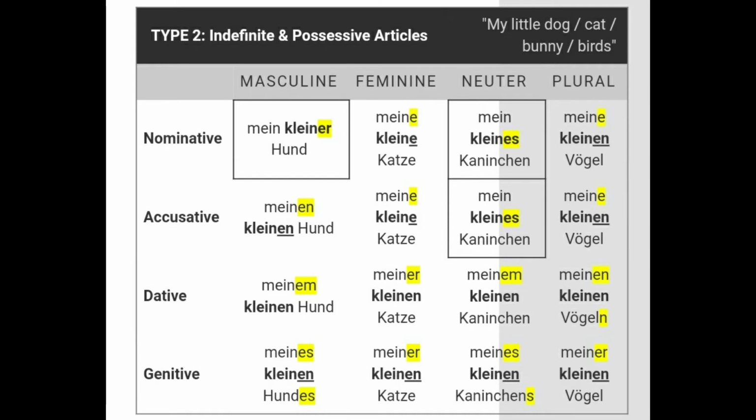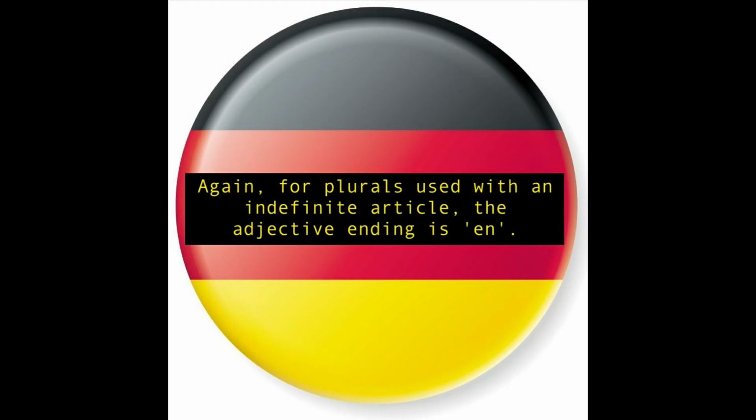If you again focus on the top row, you will see the adjective endings, the ER, E and ES. I'll give you some time to look at that. As you'll see from the table, again, for plurals used with an indefinite article, the adjective ending is en.